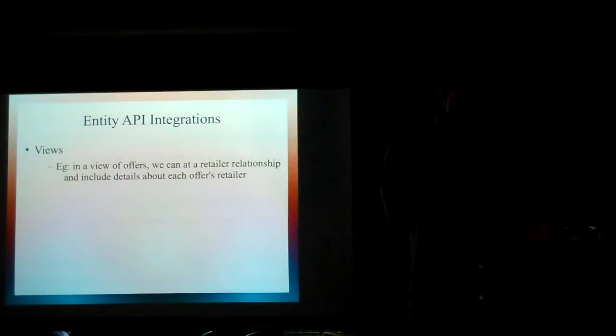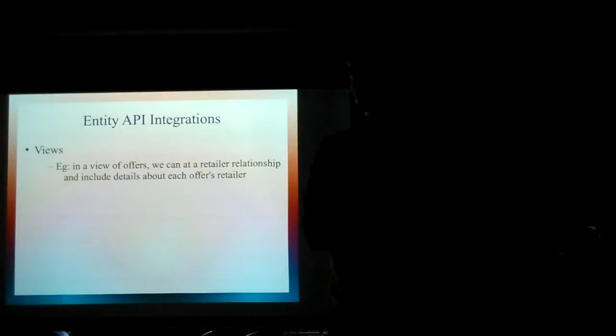And so if I have a view of offers, I can then list the retailer as part of that view using a relationship, and include details about each offer's retailer. So just as you can with nodes, where you've got nodes and maybe you've got a node reference field or something like that, now you can do that with entities. And so, yes, you could do that with nodes before, but now you can do it with entities, which doesn't have all of the cruft, all of the baggage that comes with being a node.